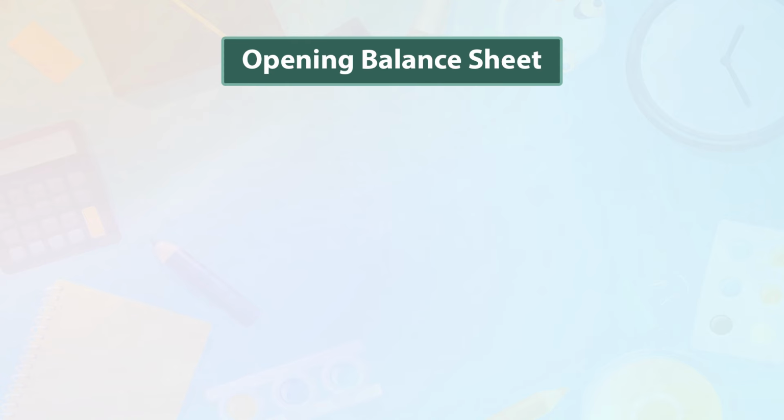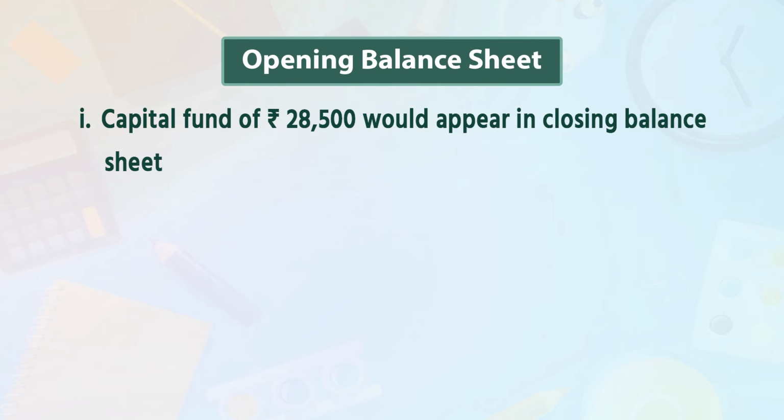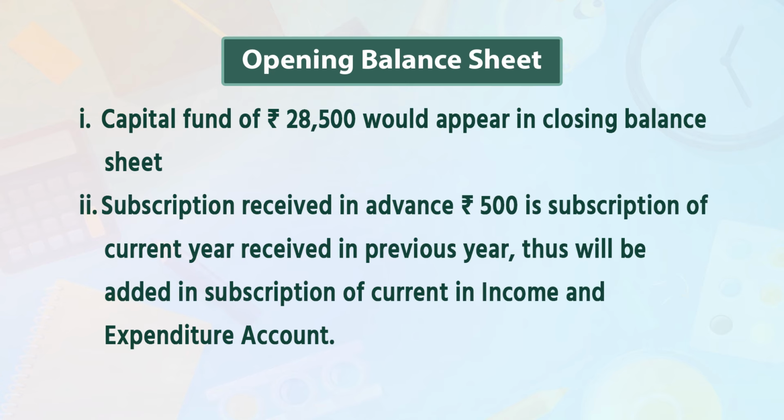So the first point here is, in this question the opening balance sheet is given, so capital fund is straightaway available. Point 2, from the opening balance sheet, capital fund of rupees 28,500 would appear in the closing balance sheet. Next, subscription received in advance, rupees 500, is subscription of current year received in previous year. Thus, it will be added to subscription of current year in income and expenditure account.